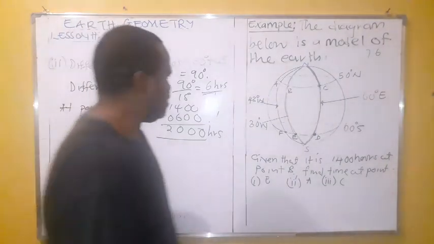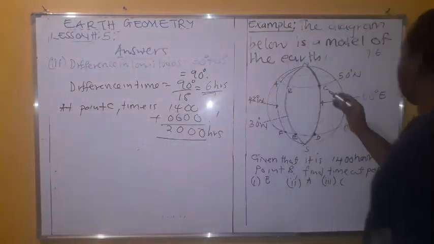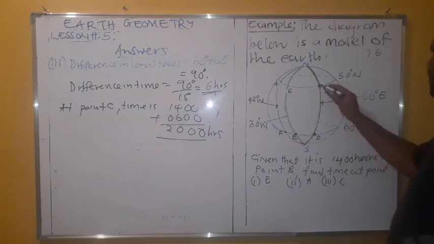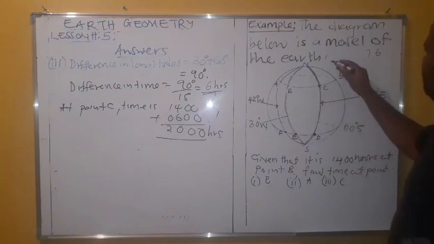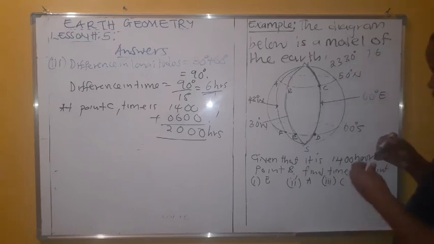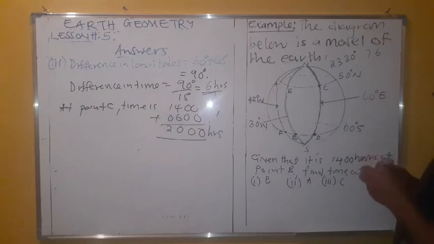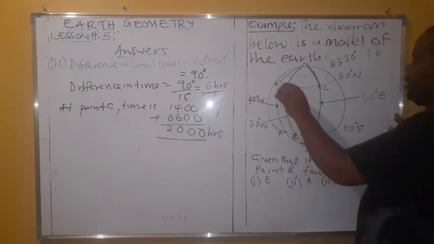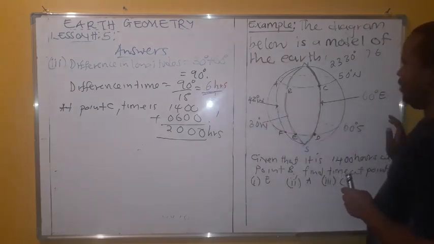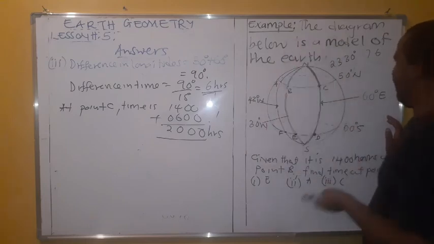Now, suppose we are dealing with this scenario. Maybe the time here at C is 23:30 hours. Then the question is, what's the time at B? So again, in this case you're supposed to get the difference in time that exists, and in this case it would be 6 hours. Or any other.